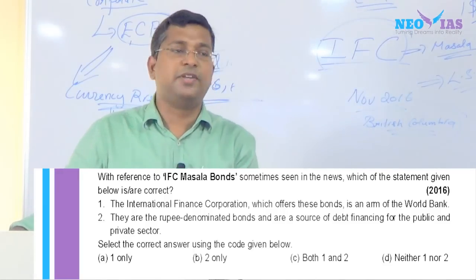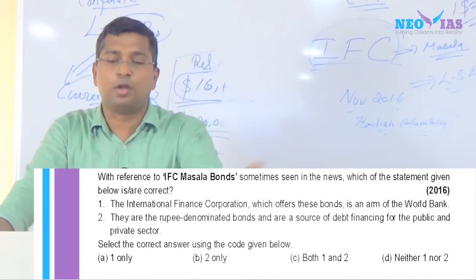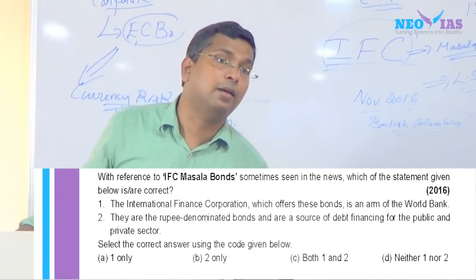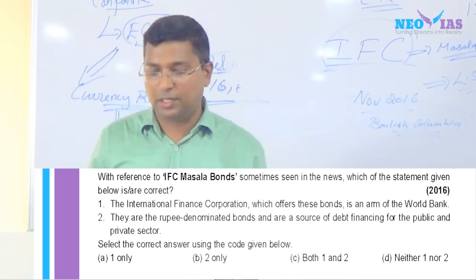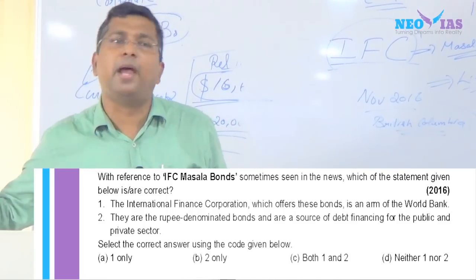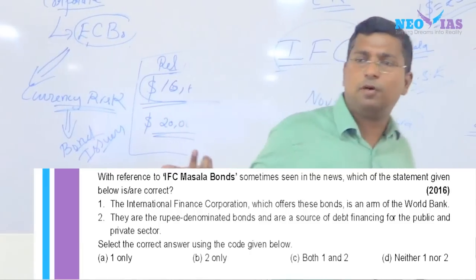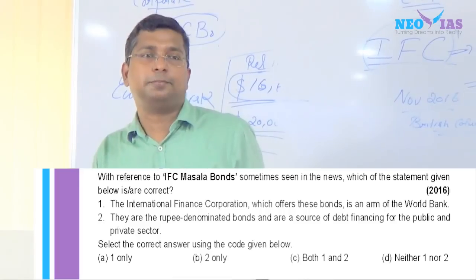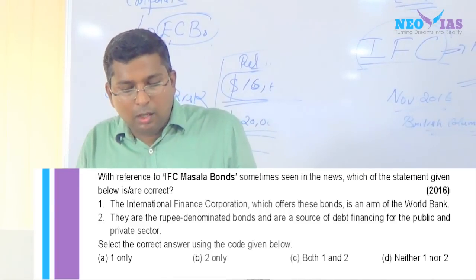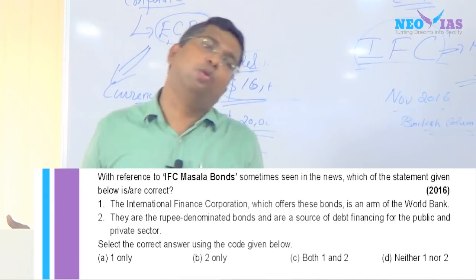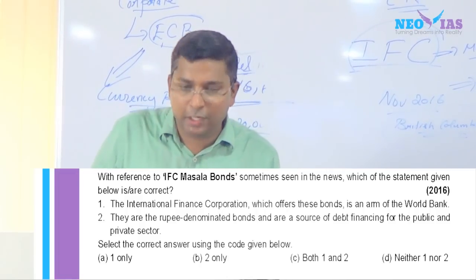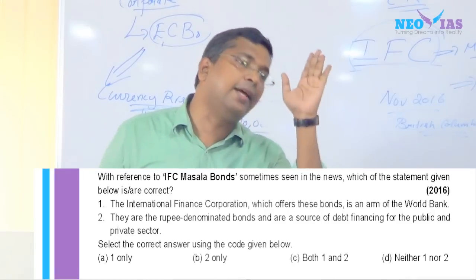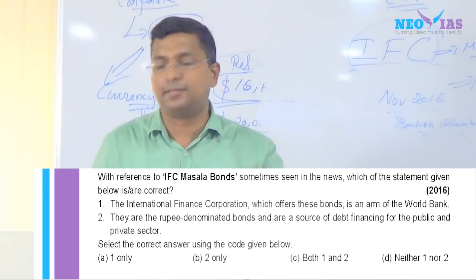Now the first statement says that the International Finance Corporation, or IFC, which offers this bond, is an arm of the World Bank. We know that, everybody knows that IFC is an arm of the World Bank. So the first statement is correct. Now regarding the second statement, they are rupee denominated bonds. We all know that IFC Masala bond is a rupee denominated bond and a source of debt financing. Till here it is correct. It's a debt financing instrument.